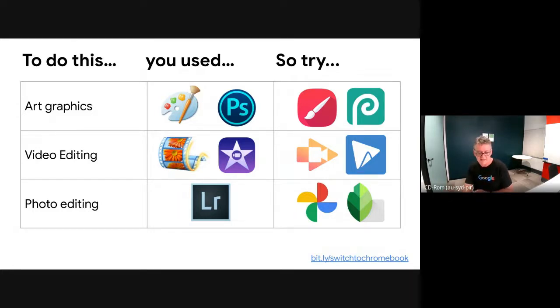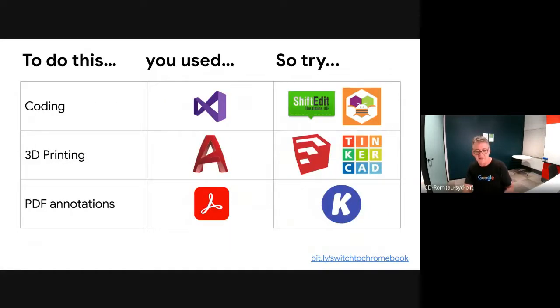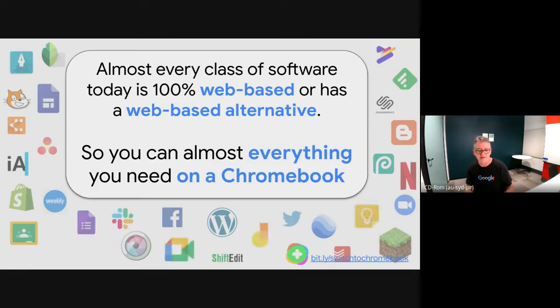And the end result of all of these things I'm showing you is that these days, almost every class of software is either 100% web-based or has a web-based alternative. There's almost nothing that doesn't fit that now. There are a few things, but not many. So that means almost everything you need to do, you can do on a Chromebook.